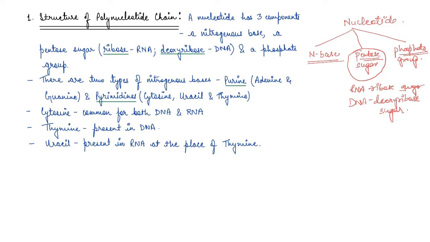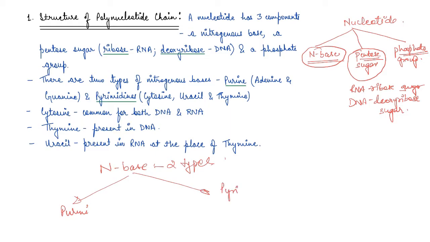Right? Now, let's first talk about the nitrogenous bases. So, the nitrogenous bases are of two types. One is purine, and the other is pyrimidines, right? So we have two types of nitrogenous bases. One is purine and the other one is pyrimidine.